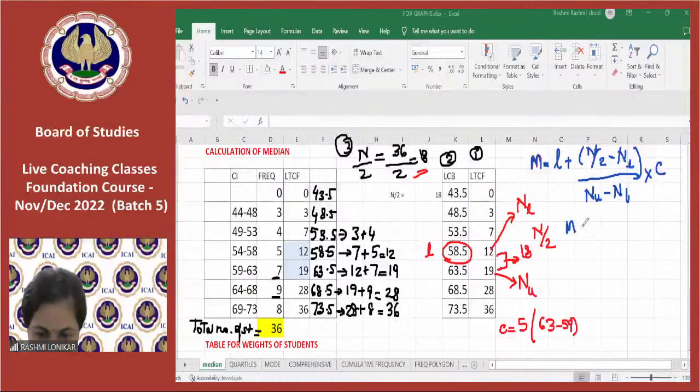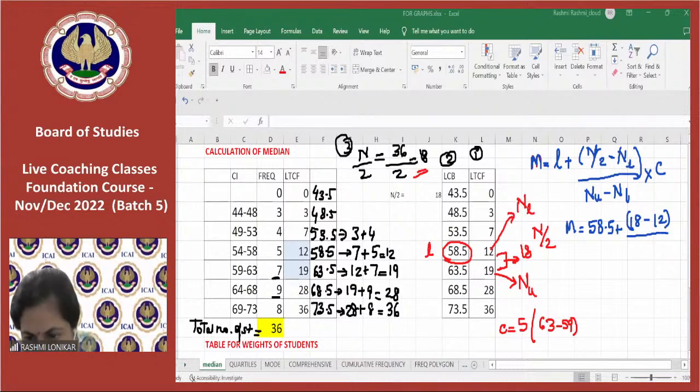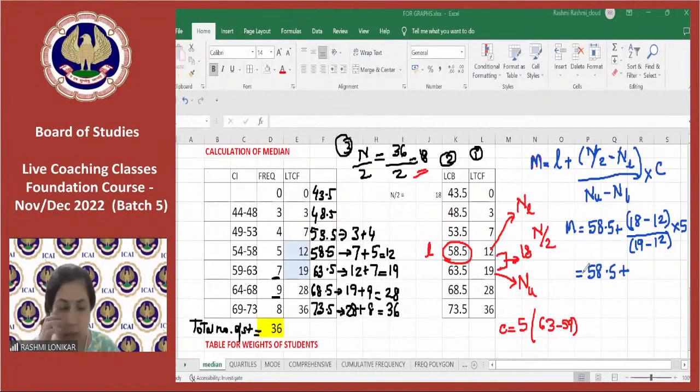Now median is equal to L, which is 58.5, plus N by 2, which is 18, put it in bracket, minus NL, which is 12, upon NU minus NL, so that is 19 minus 12, and C is 5. Okay, can you solve this and let me know how much this is? This is 58.5 plus how much? What is the simplification of 18 minus 12 upon 19 minus 12 into 5?